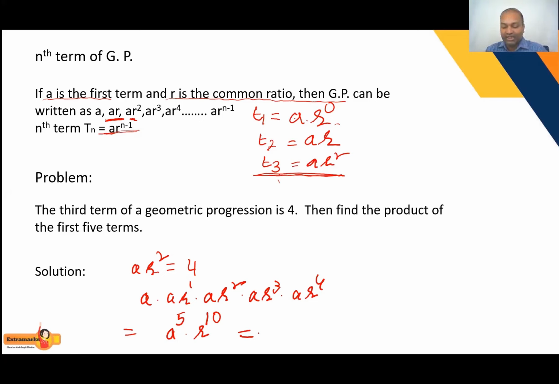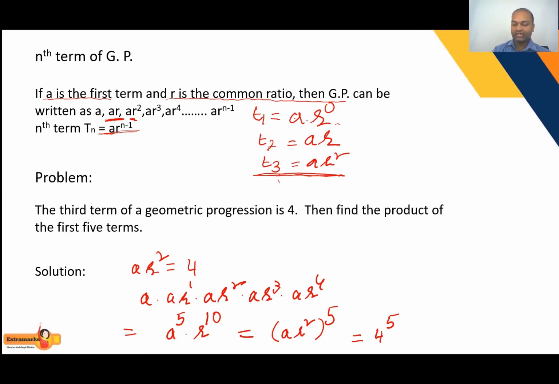You write it in terms of the given condition. What is that given condition? ar square. So for our convenience, this value can be written as a into r square whole power 5, right? r square power 5, 2 fives are 10, so r power 10 only, and a power 5 satisfies. So the ar square value is what? 4. So the answer is 4 power 5, right? The product of the first 5 terms is 4 power 5.